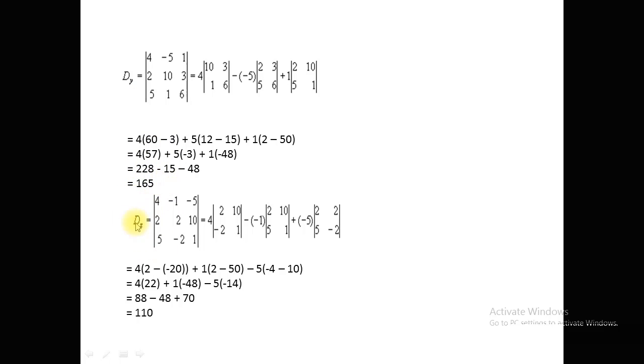And similarly, find the determinant Dz. For Dz, replace the coefficients of the third column by the constants which lie on the right hand side of the given system. So Dz determinant has the entries 4, minus 1, minus 5 in the first row, 2, 2, 10 in the second row, 5, minus 2 and 1 in the third row, and then find the determinant of this matrix by using cofactor expansion along R1. We obtain the determinant is 110.